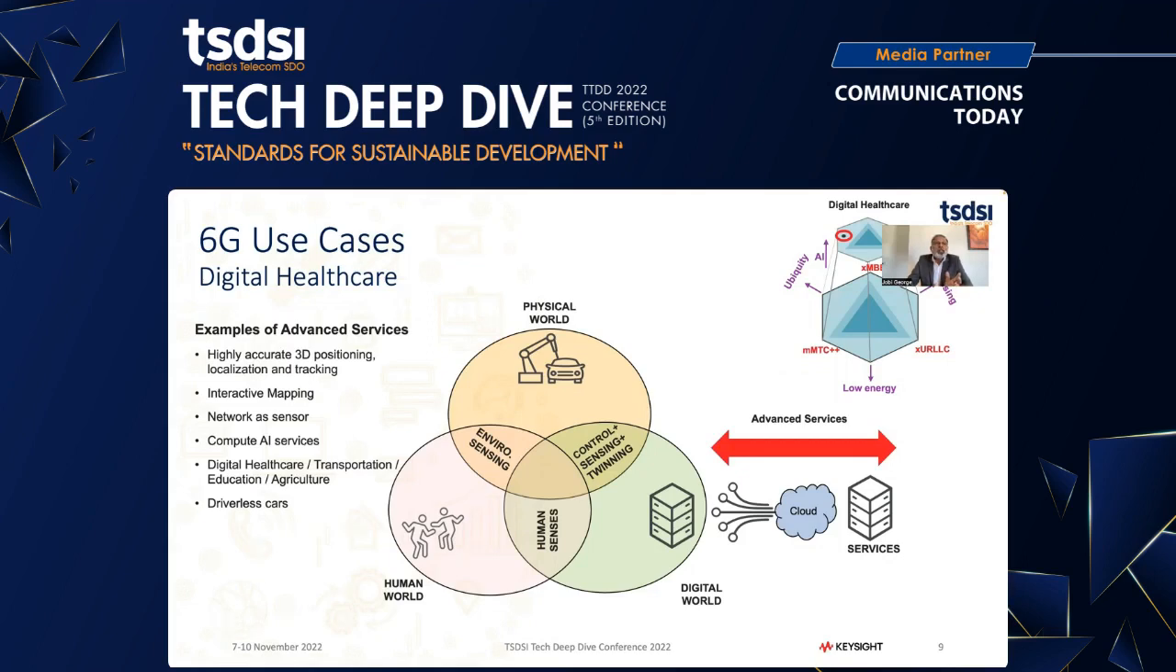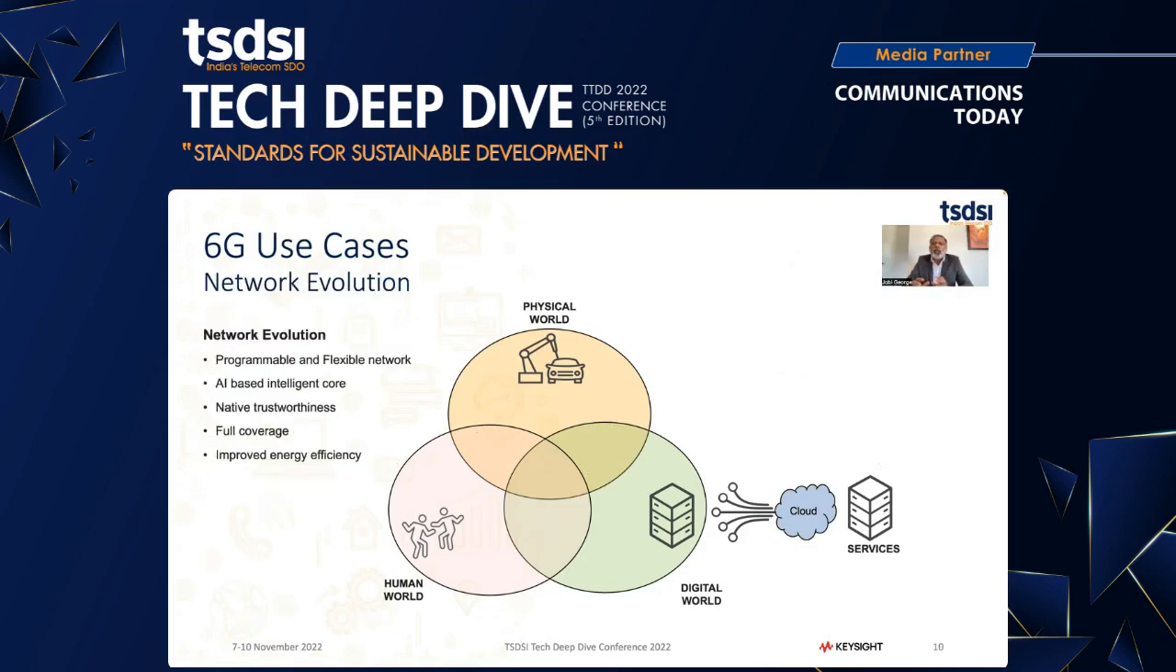So as I mentioned, this is not only for digital healthcare, it's for transportation or education or agriculture. Driverless cars are kind of examples for this. And finally, we add the layer of native artificial intelligence and native trustworthiness on top of our diagram.